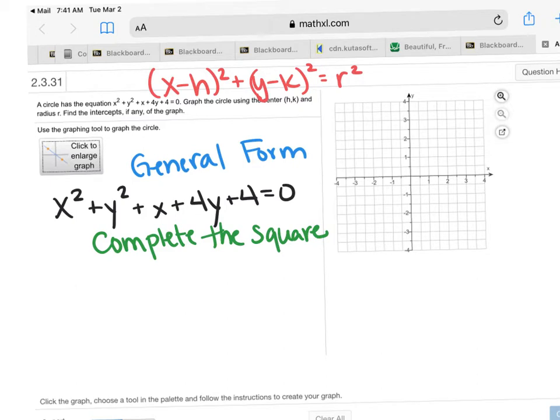To do that, I'm going to rearrange the variables so that I have all of my x's put together, and then all of my y's put together. And then this constant term out here, I'm going to have to move it over.